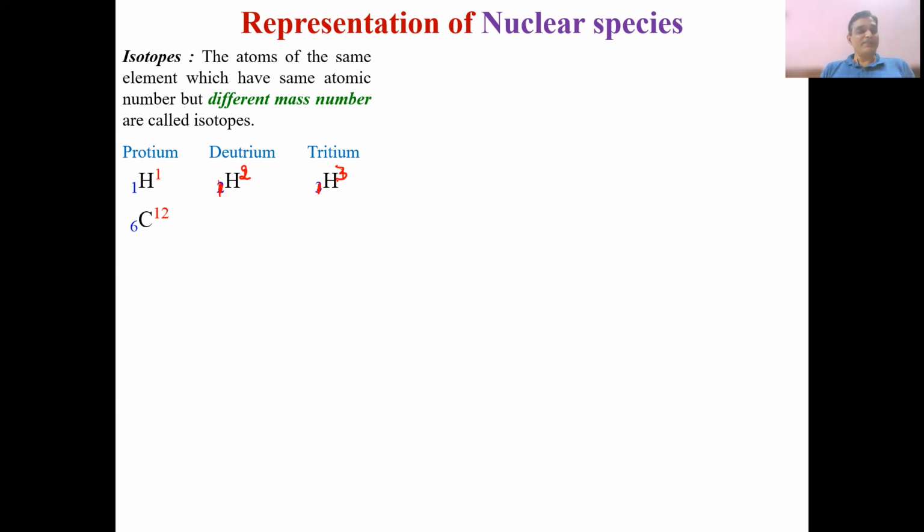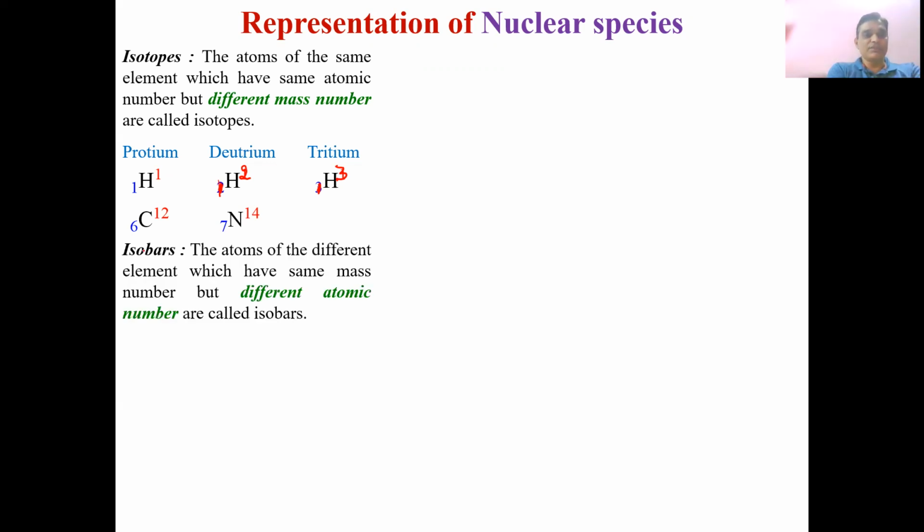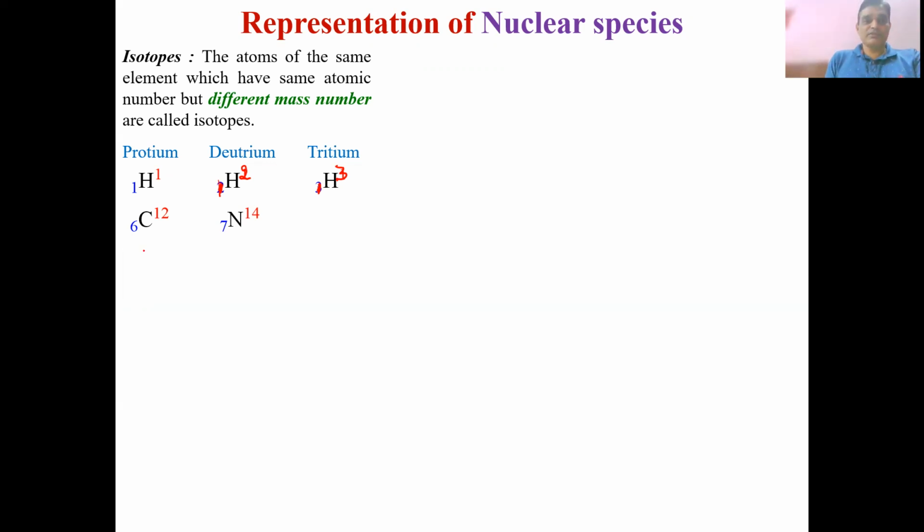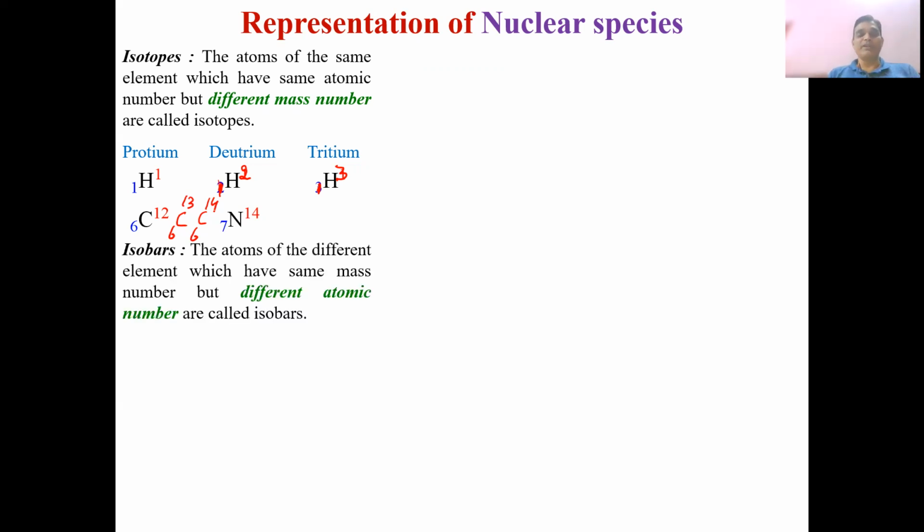Carbon has 3 different isotopes: carbon 612, 613, and 614. So these are the isotopes of carbon. Isotopes of nitrogen: nitrogen 714 and nitrogen 715 are the isotopes of nitrogen.